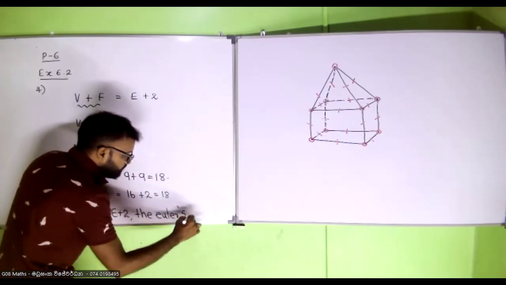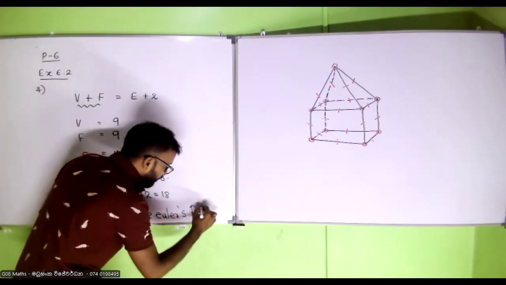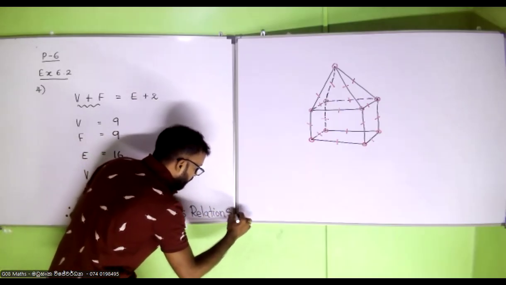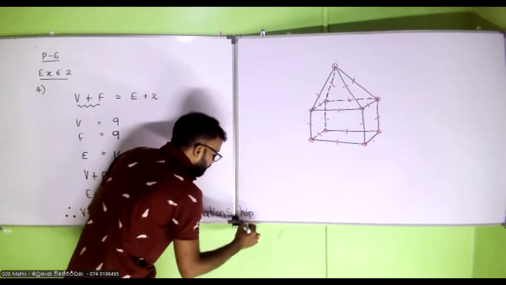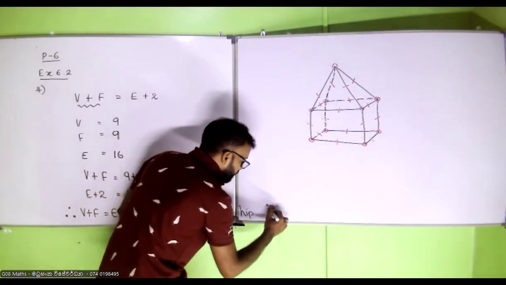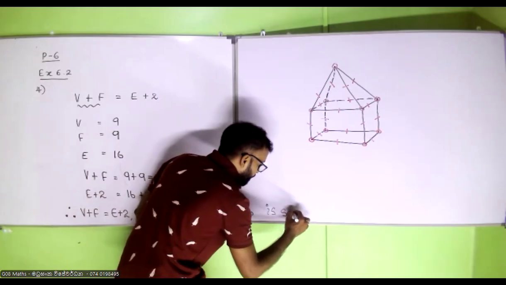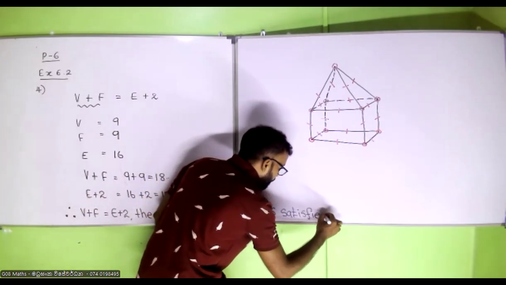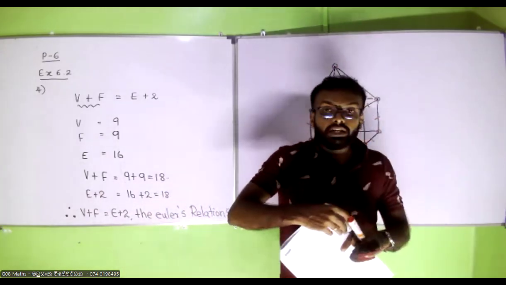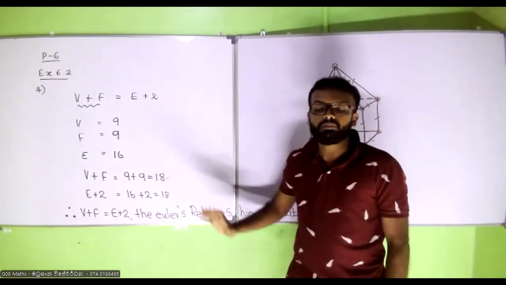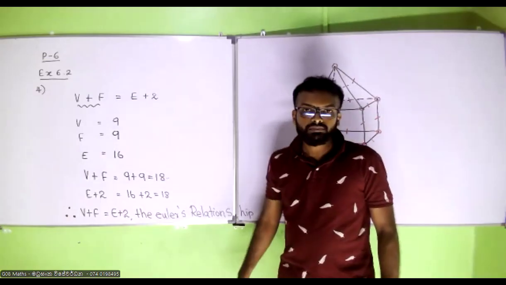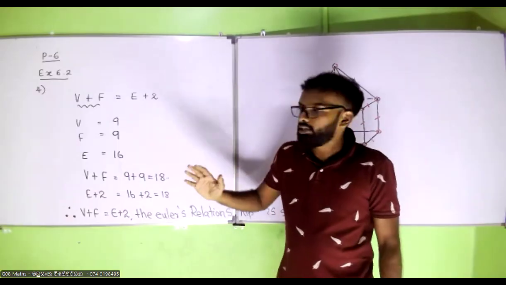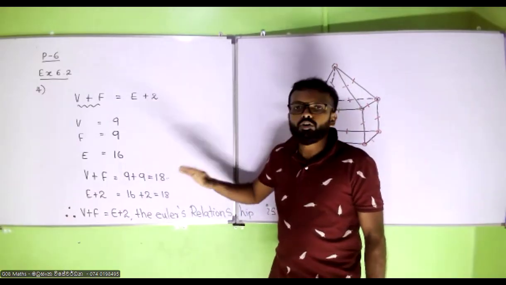The Euler's relationship is satisfied. So it would be better if you can follow the same steps. Make it very clear. Very clear and very simple. Right? It is a very simple thing you have to follow.